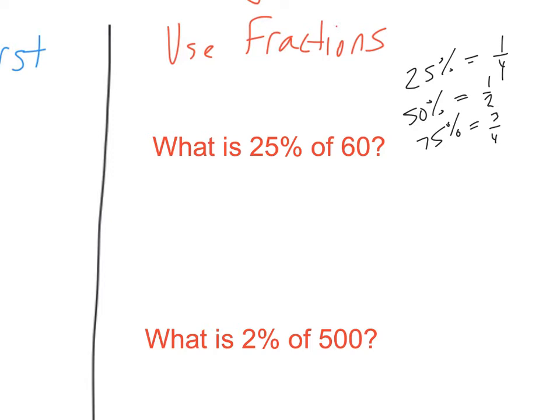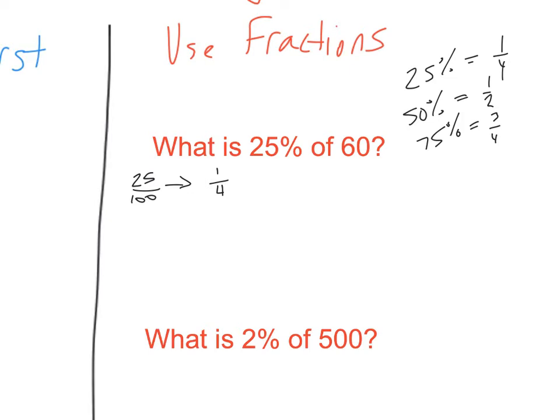But if we can't remember those right off the bat yet, then what we can do is simplify some fractions. Because remember, percent means per 100. So what's 25% as a fraction? 25% is 25 per or over 100. And if you simplify that, 25 goes into 100 4 times. It goes into itself once. So that simplifies to 1/4.